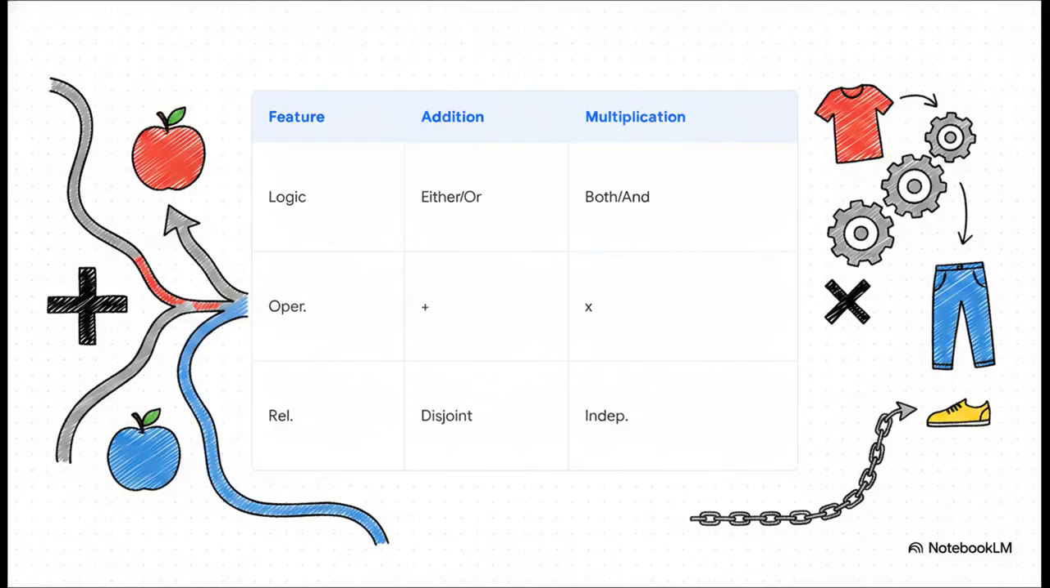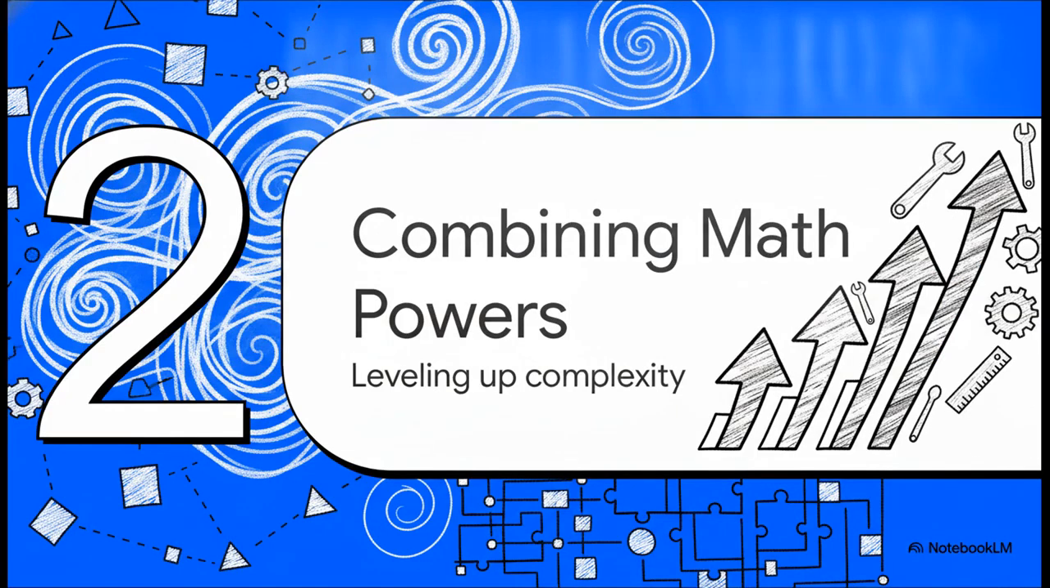This side-by-side comparison brilliantly illustrates the difference. Honestly, if you only remember one thing today, let it be this breakdown. Addition is your go-to tool for disjoint, either-or paths. Multiplication, on the other hand, is your engine for sequential, both-and stages. If you can confidently identify whether a situation requires an "or" or an "and," I promise you, you've already won half the battle.